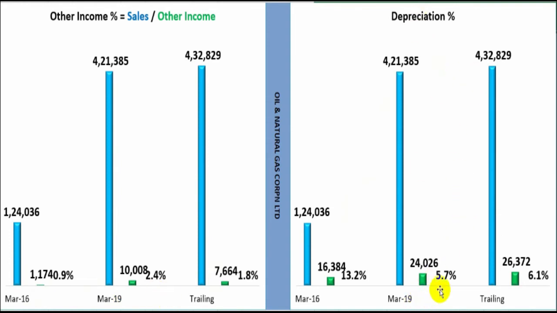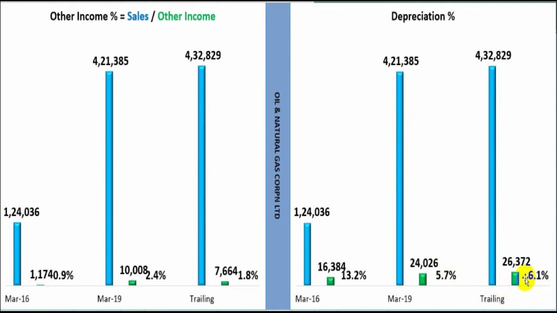Depreciation in March 19 was 5.7%. Of the total sales of 4,21,000, the depreciation expenses stood at around 24,000 crores. This is the value by which the assets in the balance sheet was reduced at least in March 19. In March 16, it was reduced by around 16,000 crores. This was the value of the assets written off or considered as depreciation in the P&L account. So that's a 13.2% in March 16, whereas in March 19, the depreciation percentage was 5.7. Although the depreciation value increased, the sales also had increased to 4,21,000. Therefore, the overall rate of depreciation dropped to 5.7.